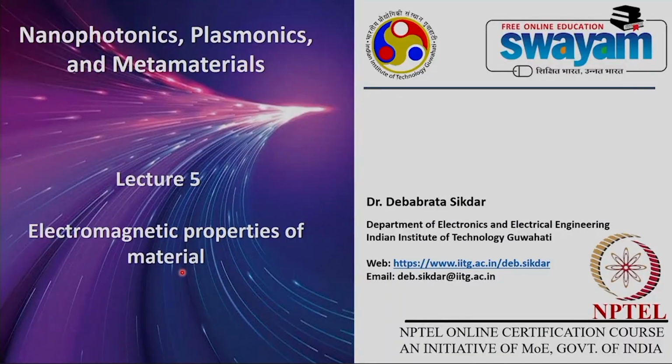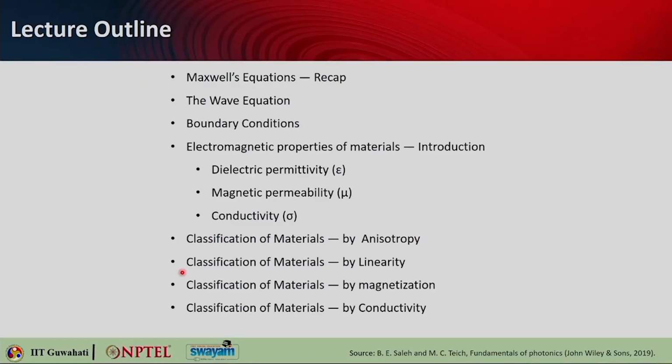Today's lecture is on electromagnetic properties of material. In this lecture, we'll see a quick recap of Maxwell's equations, and then we'll see the derivation of the wave equation and the boundary conditions. We'll then introduce the electromagnetic properties of materials such as dielectric permittivity, magnetic permeability and conductivity. And then we'll look into the classification of materials by anisotropy, by linearity, magnetization and conductivity.